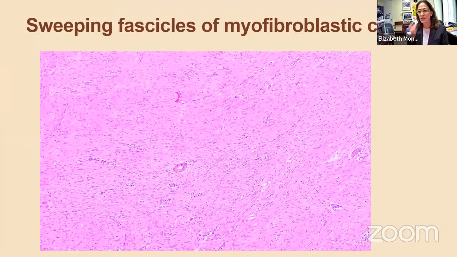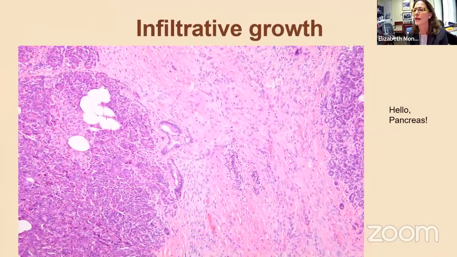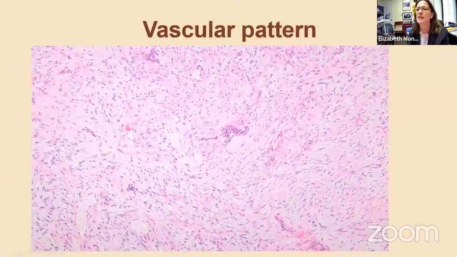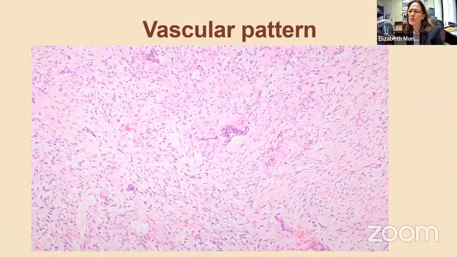So here's a nice example. I'm trying to show you these long, sweeping fascicles of myofibroblasts. And here's an itty bitty little vessel just popping right out at you. And here is a nice area of infiltrative growth. This fibromatosis extended into pancreatic parenchyma, and you could see it's even encircling some of these pancreatic ducts. And this is the vascular pattern I'm talking about.